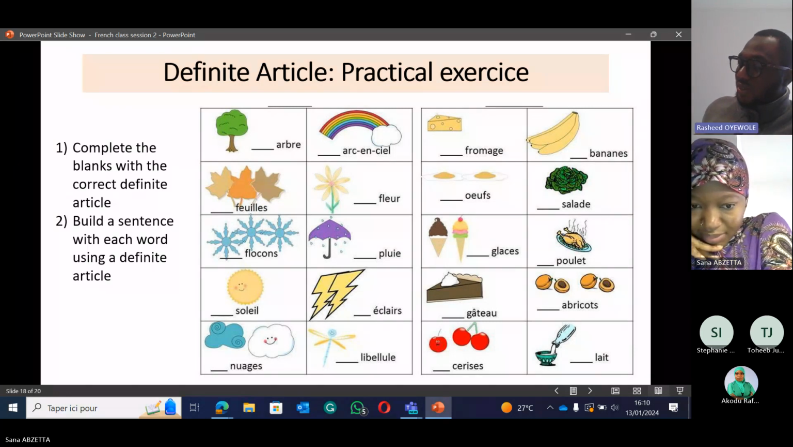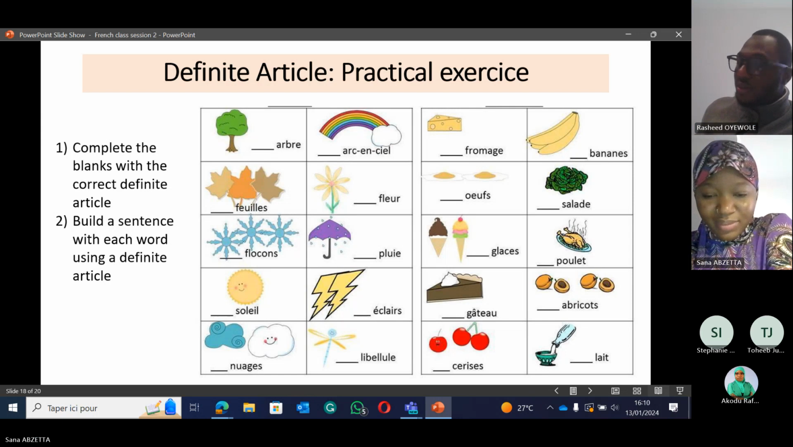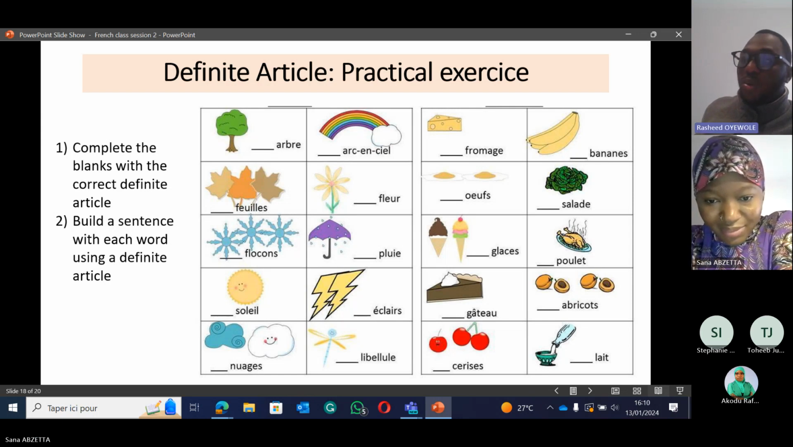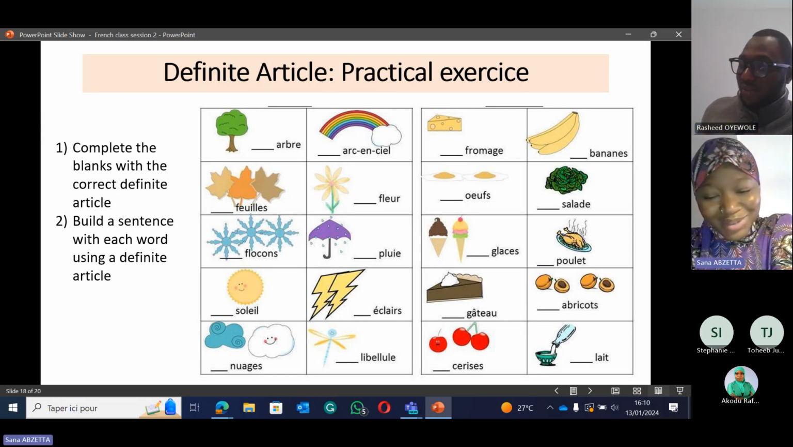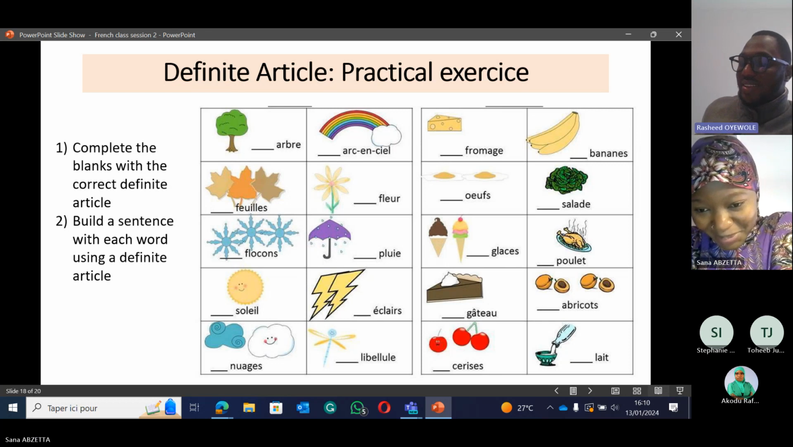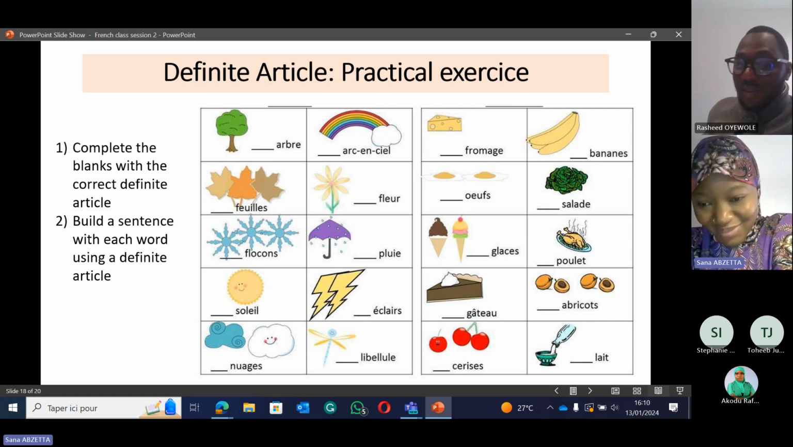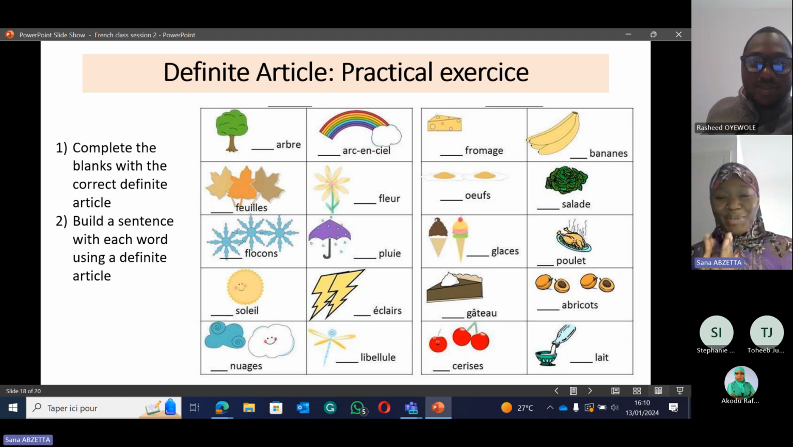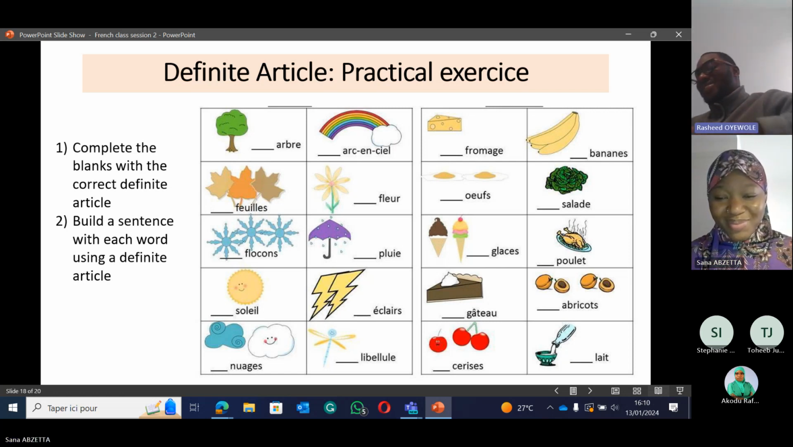Les neiges. Neige. Nuage. Okay. Les nuages. La libellule. Good. Les cerises. Le lait. Good, good, good. Applaudissez.